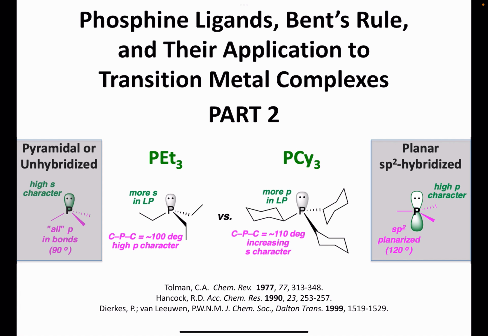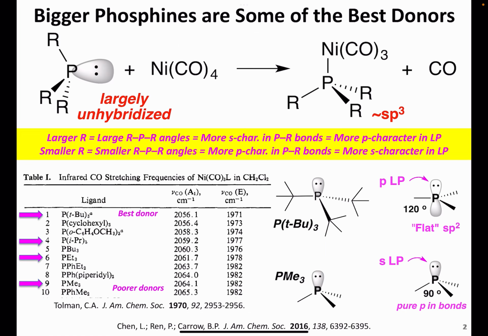metal complexes. And so one observation or concept I talked about in part 1 of this lecture was the idea that bigger phosphines are some of the best donors. And this seems a little bit counterintuitive to people. If the phosphine's really big, how is it going to be able to actually access the transition metal center and dump so much electron density onto the metal?